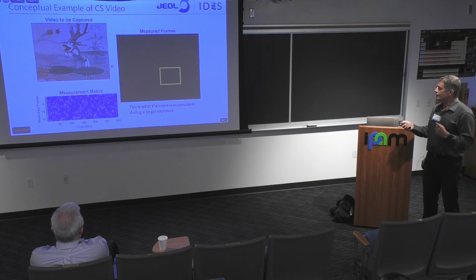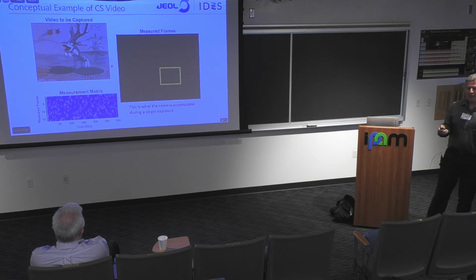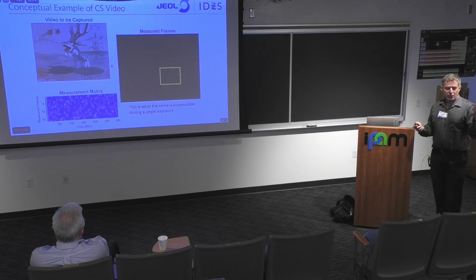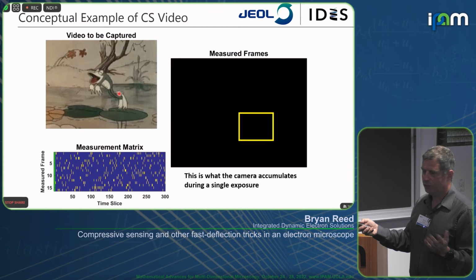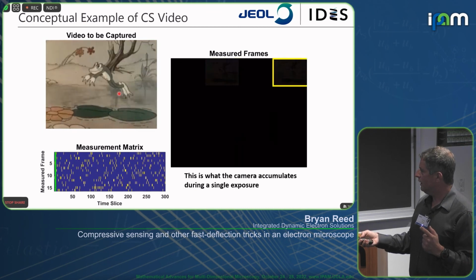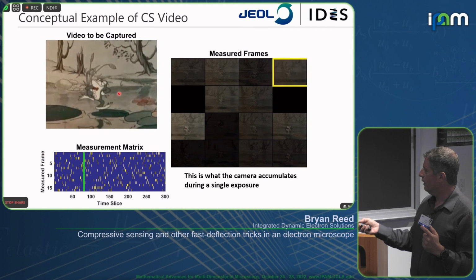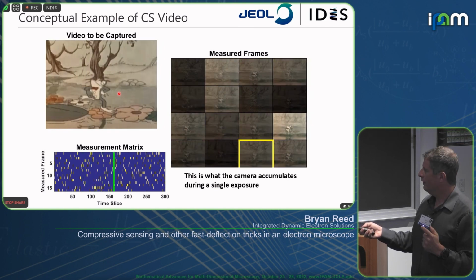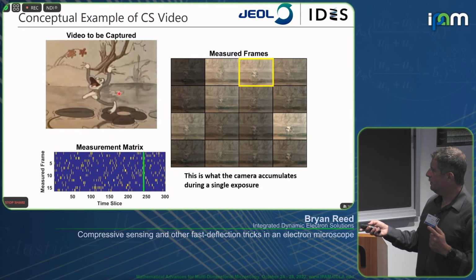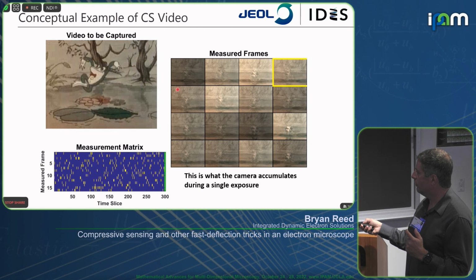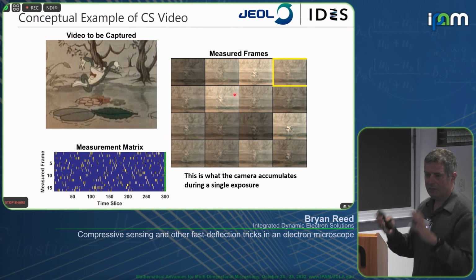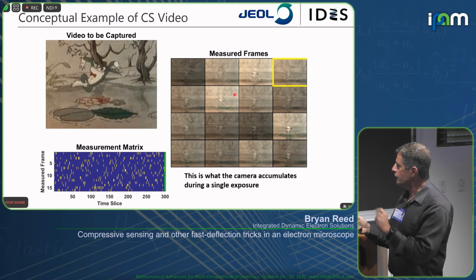So, a conceptual example of the compressive sensing video. As I said, we jump around multiple positions repeatedly. This is a typical kind of image that you would want to capture in an electron microscope. During one exposure of the camera, our subframing system is jumping around and accumulating dose. We're getting all these different kinds of images, and the frog's doing his happy thing. Then at the end of one frame, we read this out. This is one camera frame. It has 16 different superpositions.